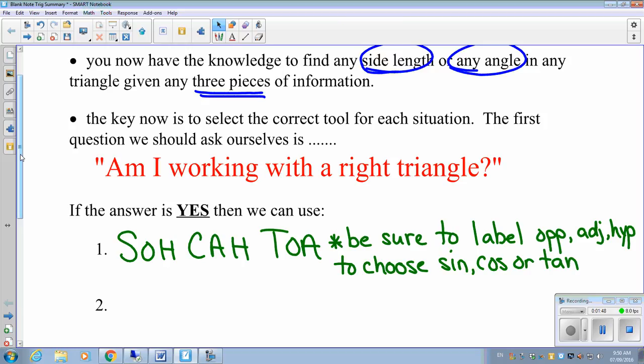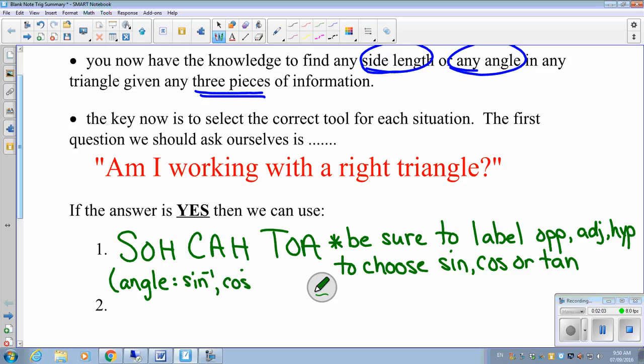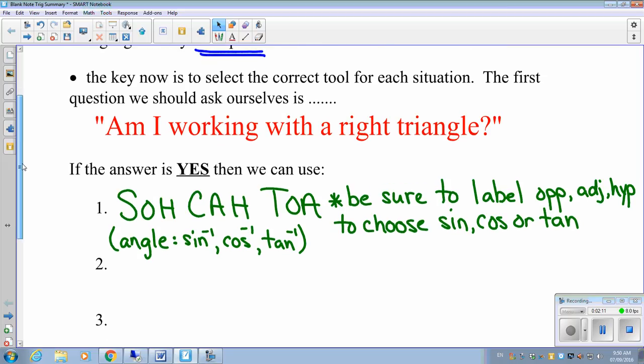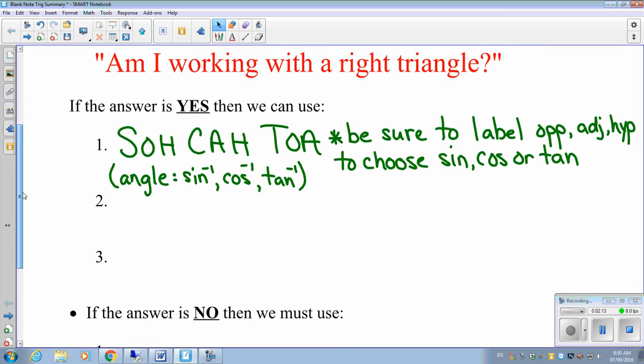If you're calculating an angle, you always use the little -1. Actually, let's write that a little bit differently. So for an angle, we'll always do inverse sine. It's called inverse sine, inverse cos, inverse tan. So that's the first thing we can do. If we have a right angle triangle, we can use SOHCAHTOA.